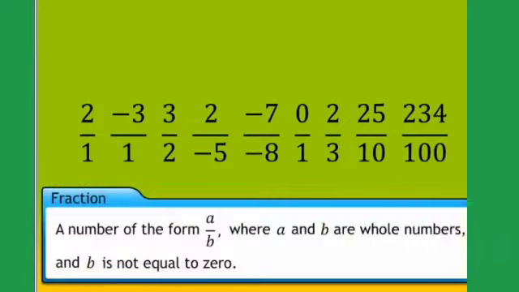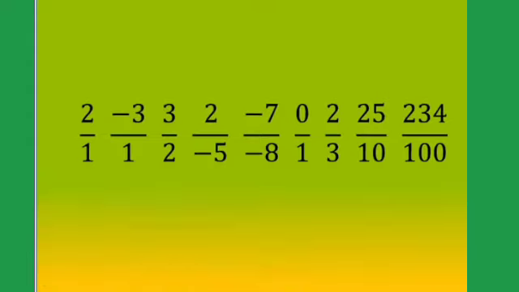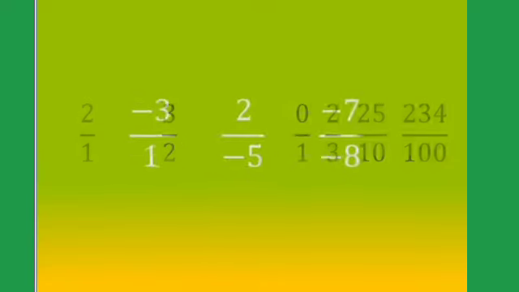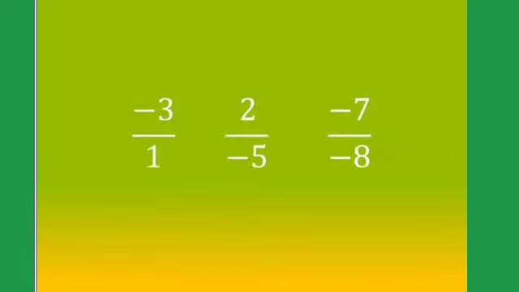Let's recall our understanding of fractions. Fractions are a collection of numbers of the form a divided by b, where a and b are whole numbers and b is not equal to 0. But some of these numbers are made up of negative integers.